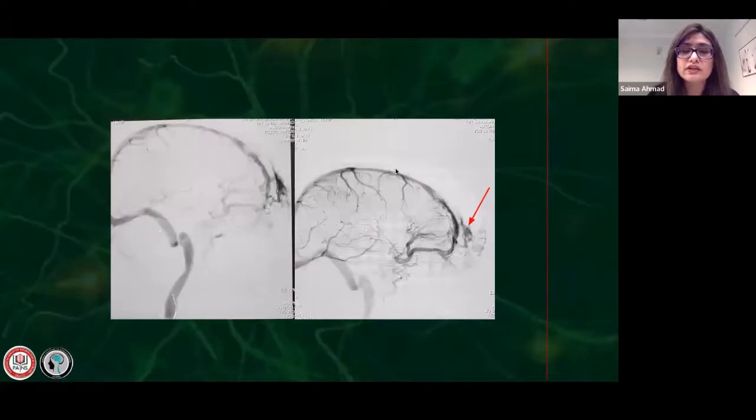So this is an example from one of my own cases. This is some low flow type of vascular malformation. And you can see that it is connecting through the emissary vein to the superior sagittal sinus. So this is the sinus pericranii. And we do not embolize this because we can embolize the normal draining venous channels.